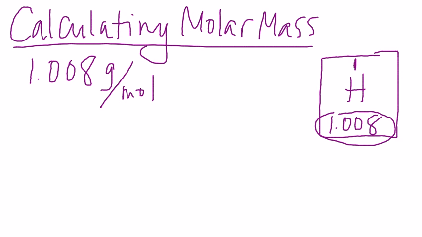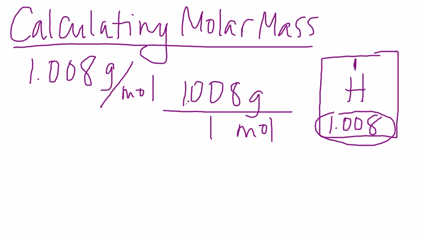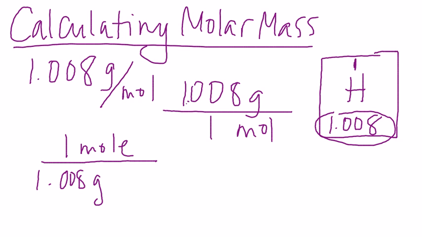If you were to write this in a conversion factor format, when plugging it into one of our conversion tables, it would be 1.008 grams per 1 mole. Or, the conversion might require you to write it in the other direction, flipped. 1 mole of hydrogen atoms has a mass of 1.008 grams.